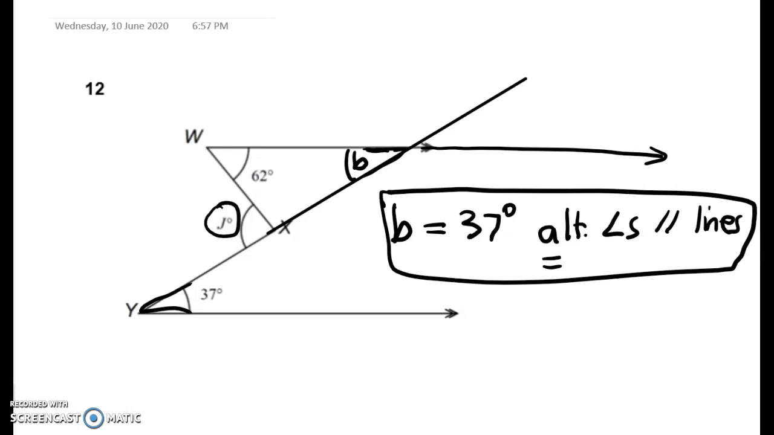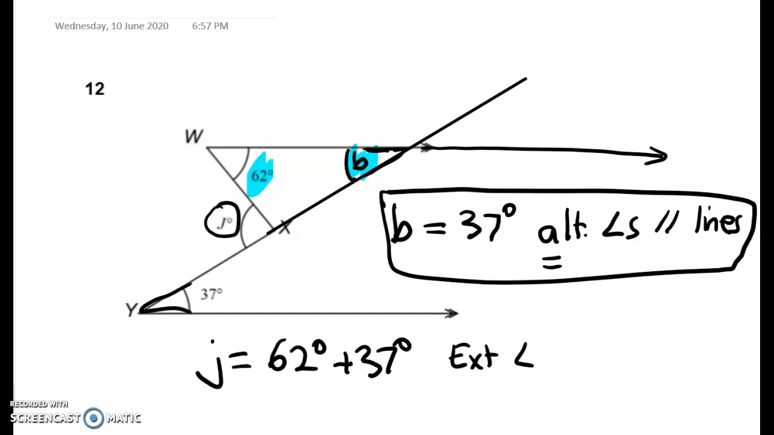Well, we can go straight to angle J now, because we've got this angle here is 62 and this angle here is 37. And now we've got a triangle because we extended that line out. So that means that angle J must equal 62 degrees plus 37 degrees because the exterior angle in a triangle is equal to the sum of the interior opposite angles.